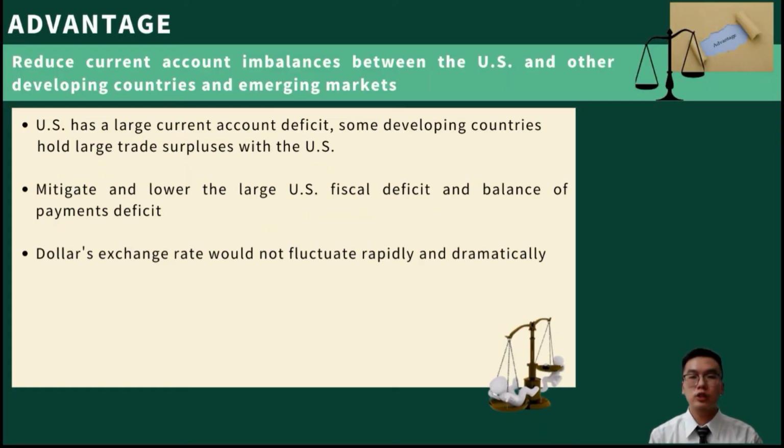The advantage of this solution is that it reduces the current account imbalance between the US and other developing countries and emerging market countries such as China and Asia. Because the US has a large current account deficit resulting in rapid debt growth. At the same time, some developing countries and emerging markets hold large trade surpluses with the US. With this solution, it will mitigate and lower the large US fiscal deficits and balance of payment deficits. This means that the dollar exchange rate will not fluctuate rapidly and dramatically, thus creating a serious global imbalance.